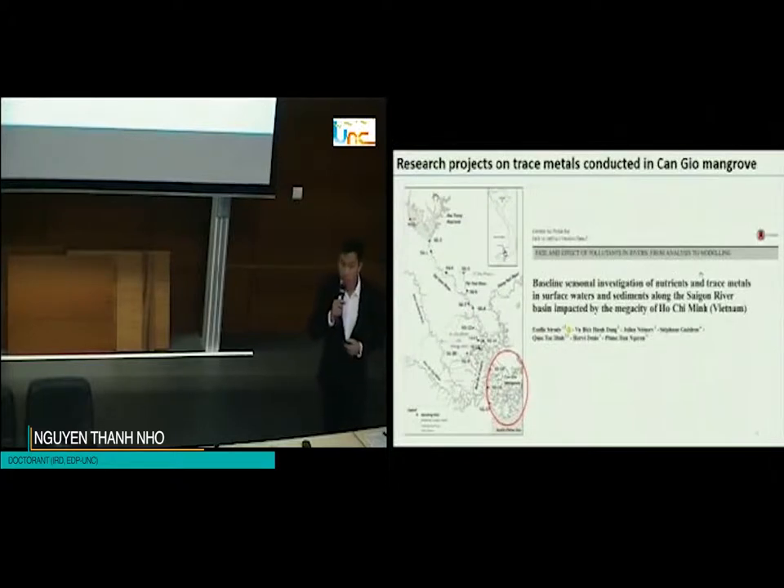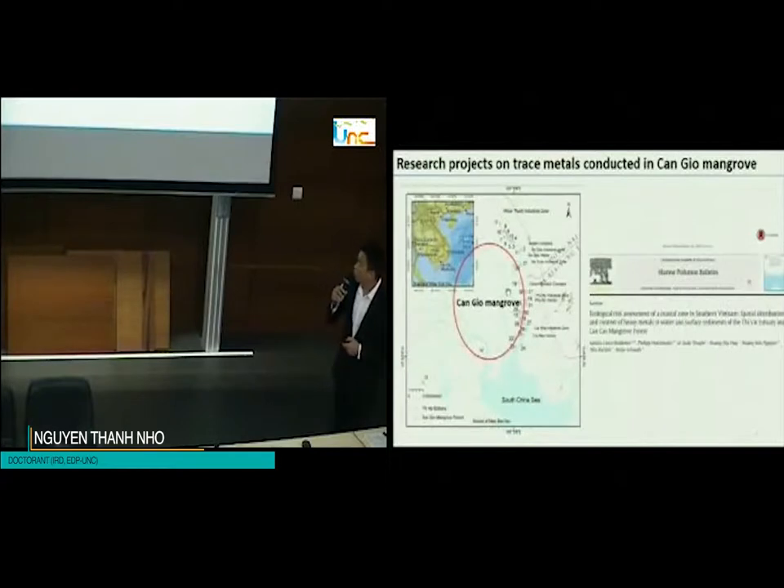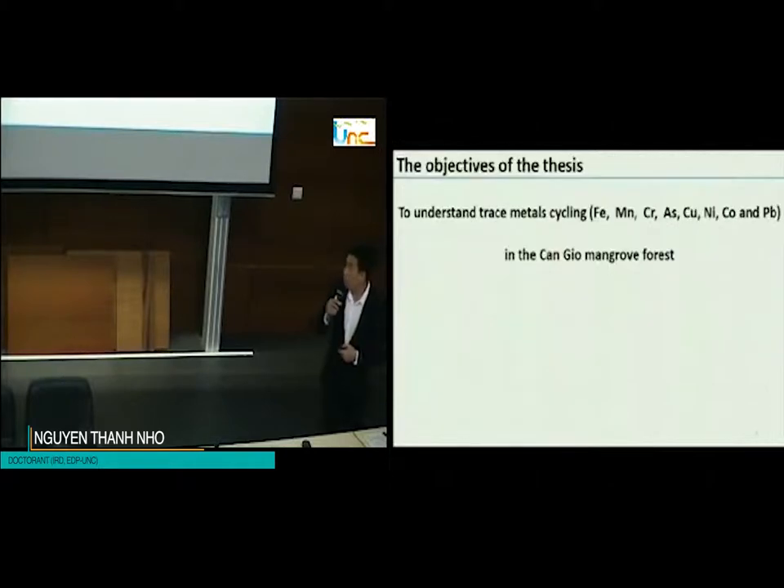There is a lack of publications on trace metals within the mangrove forest. To our knowledge, there are only two publications on trace metals with some insight into the mangrove, including Tadi 2017 and Costa Bodica 2016. Because of their persistent bioaccumulation and toxicity, a better understanding of the fate of trace metals in Can Gio mangrove is required.